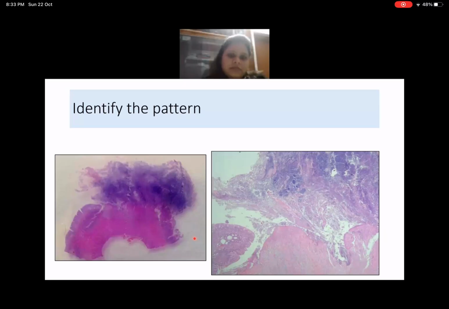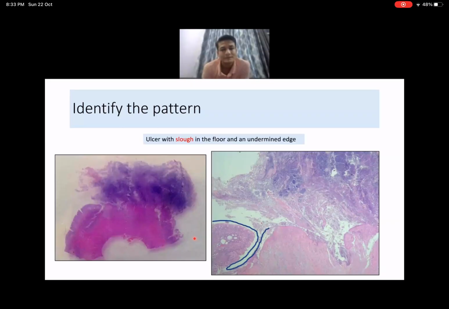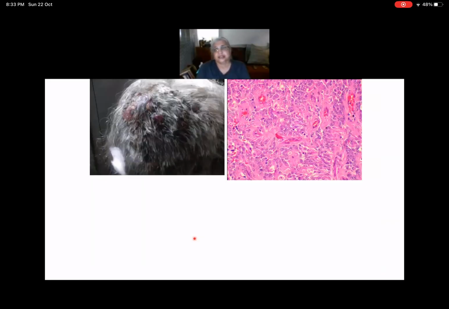Sheets. This is just sheets, right? It is a monotonous sheet. Yes, very good. Now, what is this pattern? You've seen it before. Ulcerative. Yes, this is an ulcerated lesion with overhanging or undermined edges. You see that? So it is an ulcer with slough in the floor and an undermined edge.